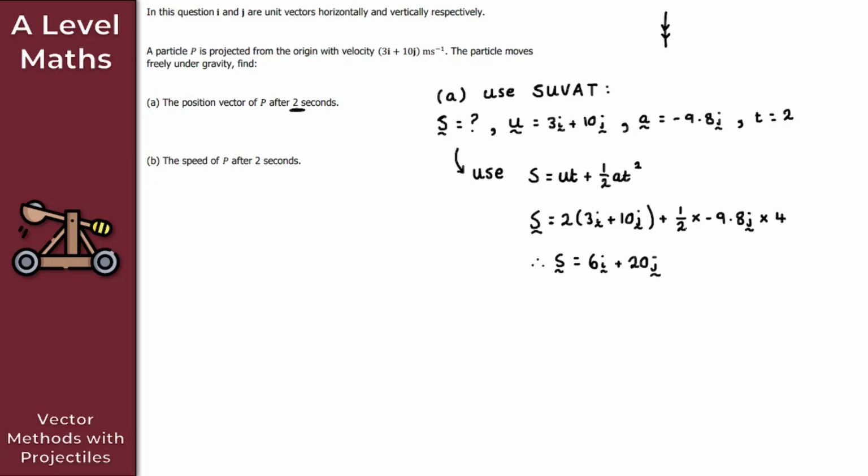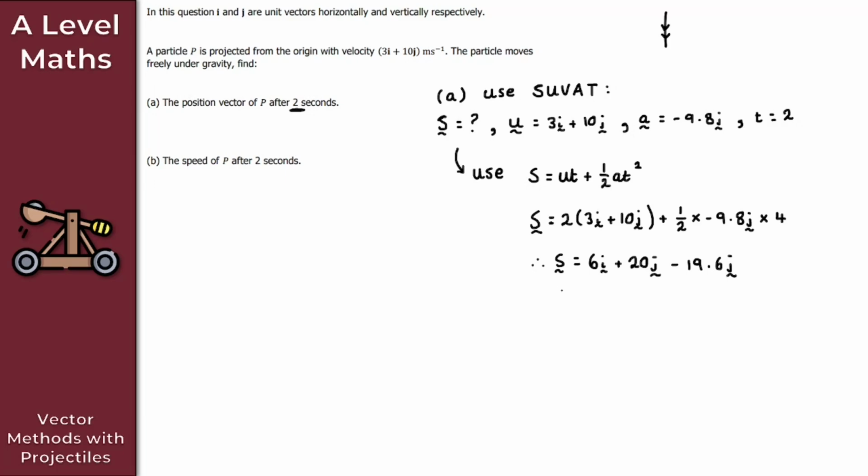Like so. I've got a half times 4, so that's 2. So 2 times minus 9.8j here, so that gives me minus 19.6j, right? Okay, like so.